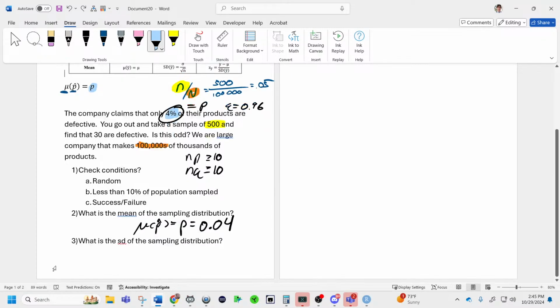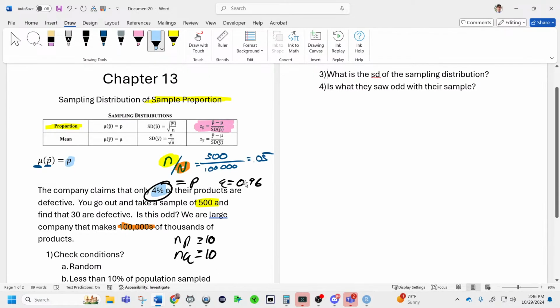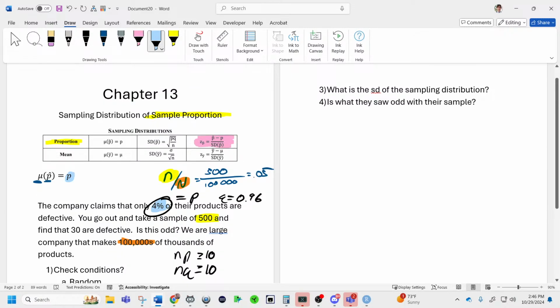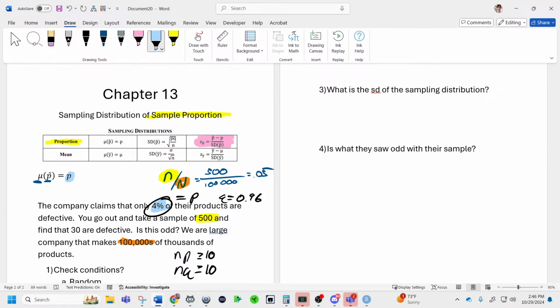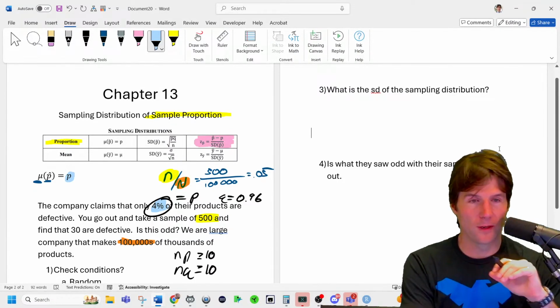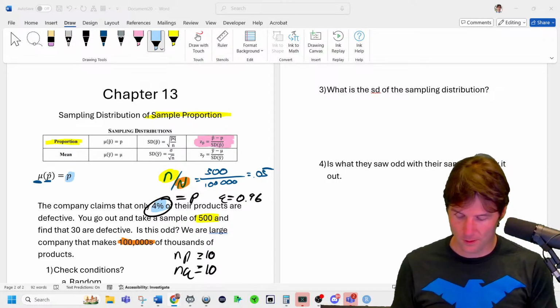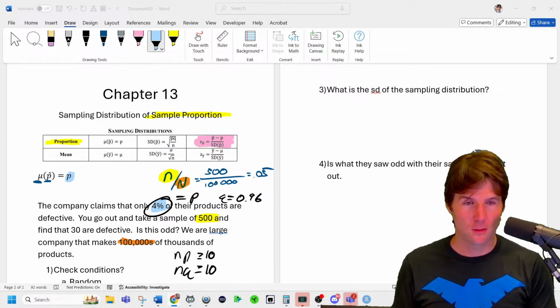What is the standard deviation of the distribution? So go ahead and solve. This one takes a moment, but I want you to solve it. You've got to do the square root of P times Q over N. You might have been in the class where I did that first, where it's the square root of P times Q over N.